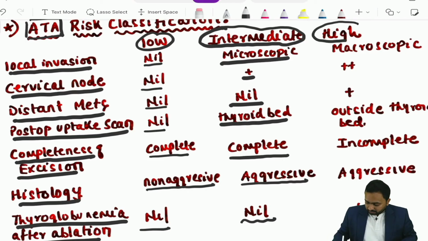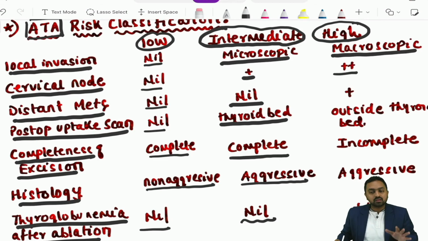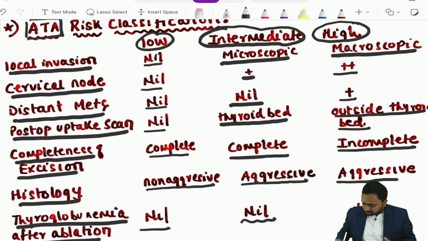Whereas in case of high risk, we have macroscopic local invasion, involvement of cervical lymph node, presence of distant metastasis, the post-op uptake scan is seen even outside the thyroid bed, the completeness of excision remains incomplete, histology is aggressive, and you have thyroglobulinemia after ablation present in case of high risk disease.